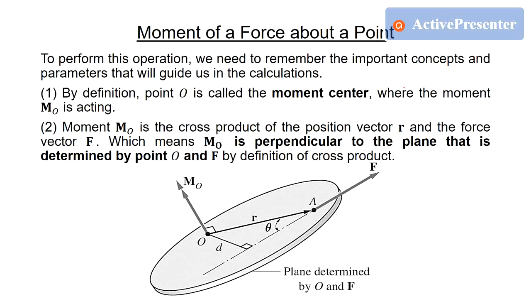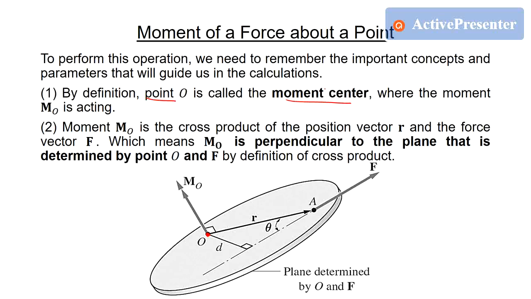To perform this operation, we need to remember the important concepts and parameters that will guide us in the calculation. In vector notation, by definition, point O is called the moment center, or the point where you want to get the magnitude of the moment. It will be indicated in the problem. Say, if the problem asks what is the magnitude of the moment of force F about point O, then automatically point O is the moment center.